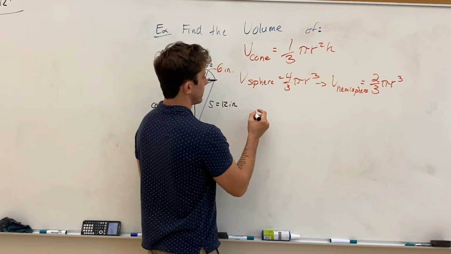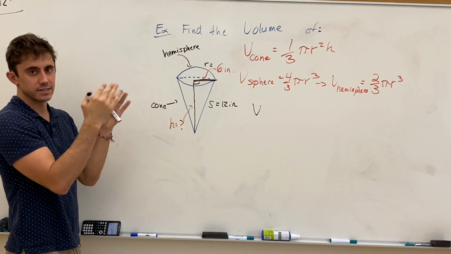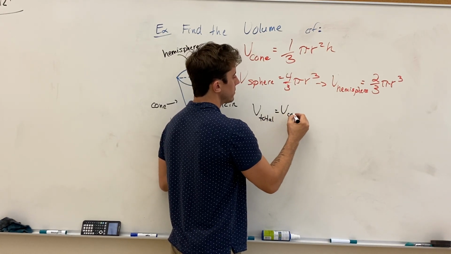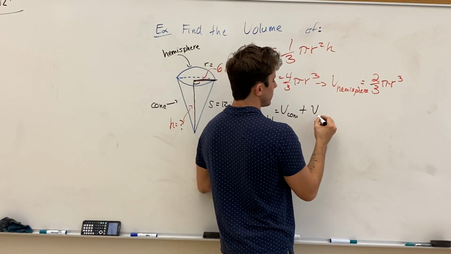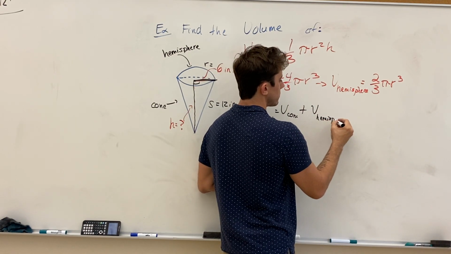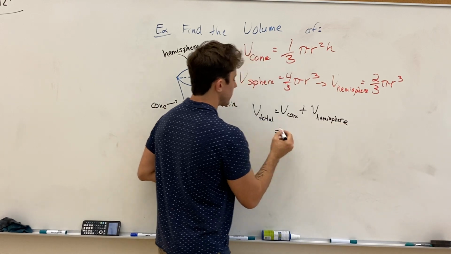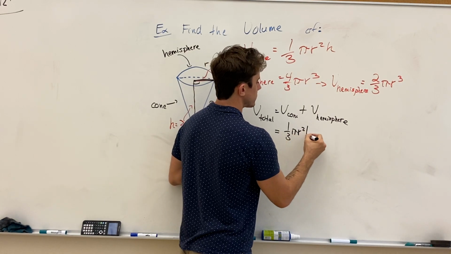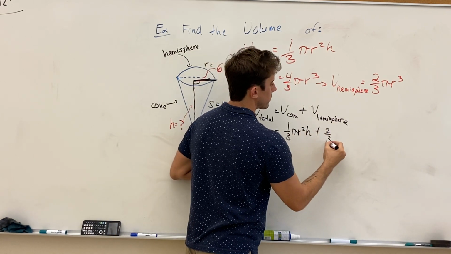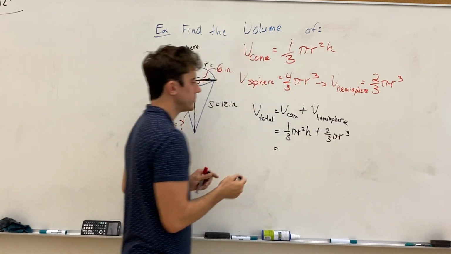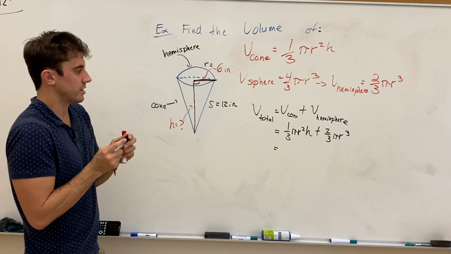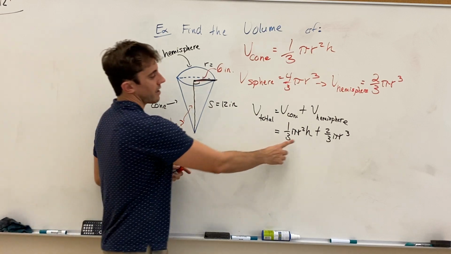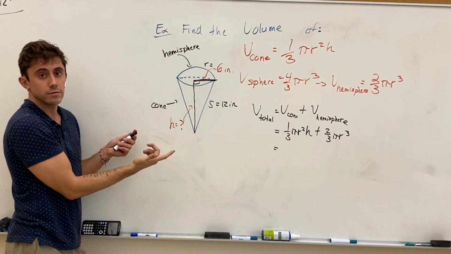So again, I really like structuring my solutions so that they're easy to follow. Our total volume is going to be the volume of the cone added to the volume of the hemisphere. Now I'm going to write out the formulas I'm going to use. So the volume of the cone, that means 1/3 pi r squared h, plus 2/3 pi r cubed. You can skip that step if you really want to, but I like to organize my solutions. And now we can plug in the values that we have. First off, we don't have our vertical height. We don't know what that value is.